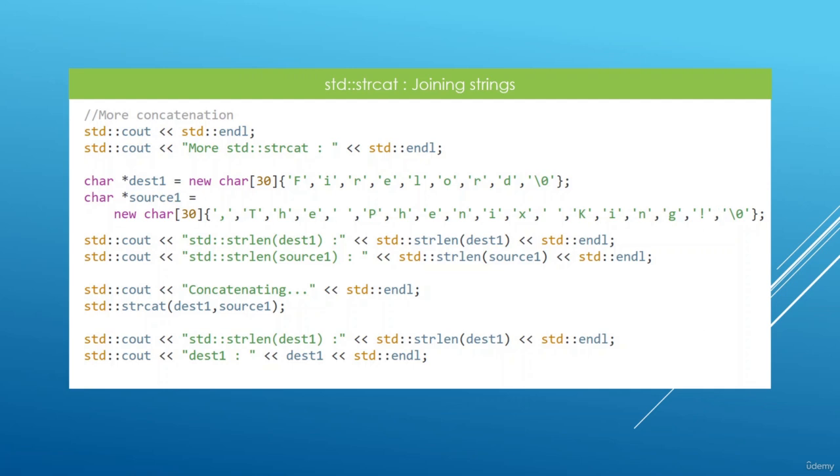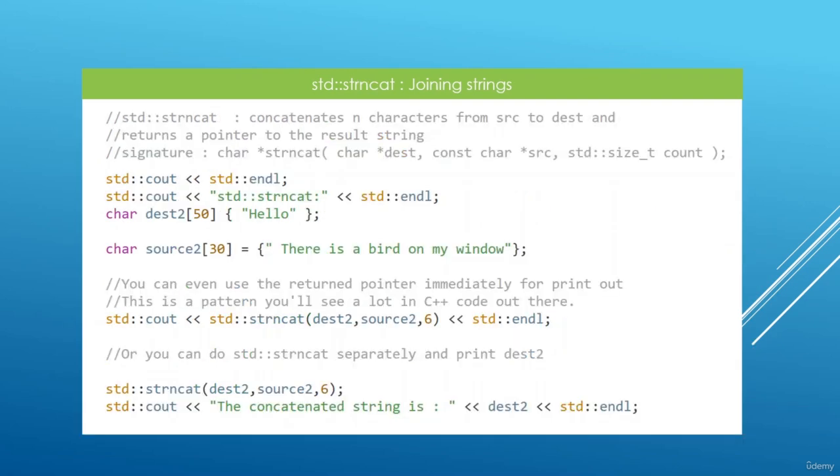And you're going to see that this is going to be the case when we hit Visual Studio Code in a minute. You can also use a version of the strcat version that is going to allow you to specify how many characters you want to concatenate from the source string. In this case, we have destination, which is hello, and we have source, which is there is a bird on my window. And down here you see that we do strncat.